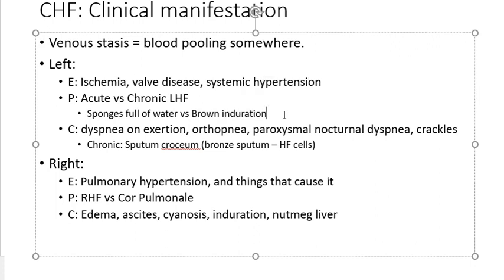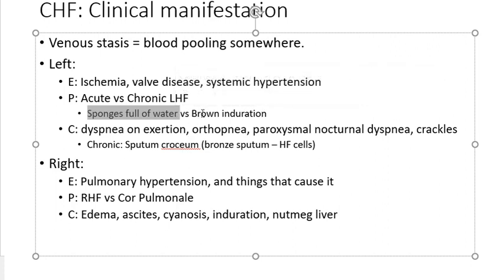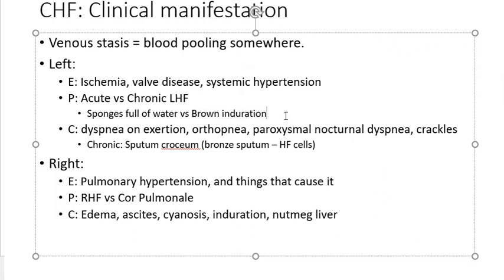So in the morgue, when you check the guy's lungs in an acute status, the lungs will be like sponges full of water. You just cut them open and they just gush out water, edema fluid. In chronic heart failure, these lungs will be more firm, more brown, more brownish bronze.